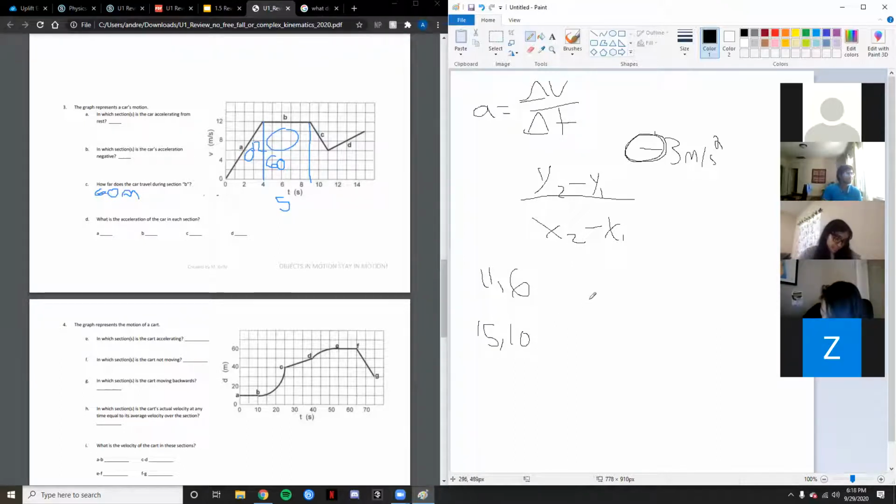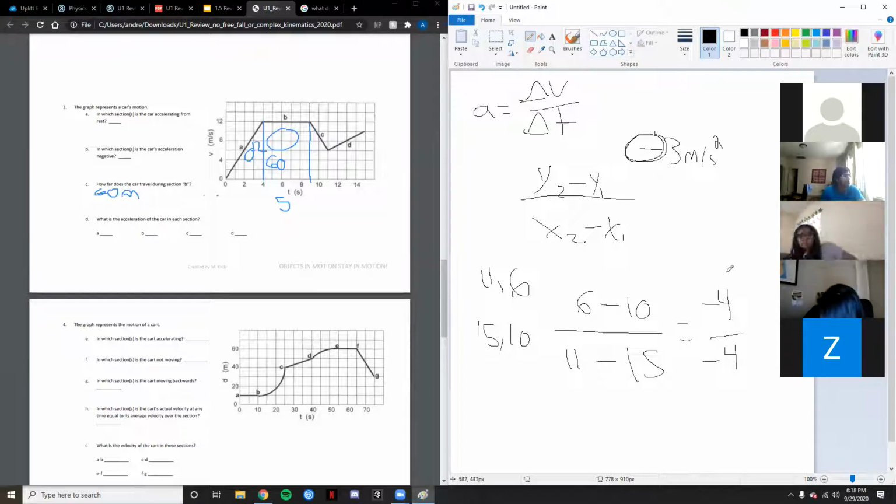So you plug and play, just like Mr. Finch says. 6 minus 10, over 11 minus 15. So 6 minus 10 equals negative 4. And then 11 minus 15 equals negative 4 as well. So negative 4 over negative 4 is just a positive 1. So your answer would be 1 m/s squared, because two negatives equal a positive when you divide.